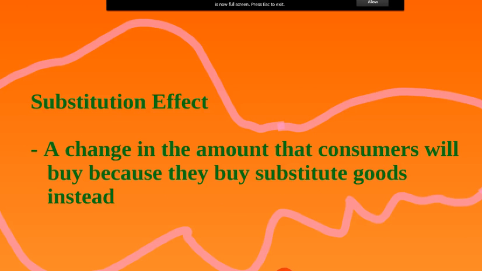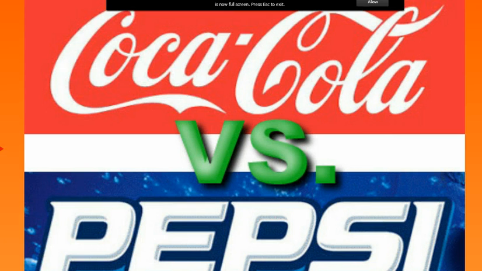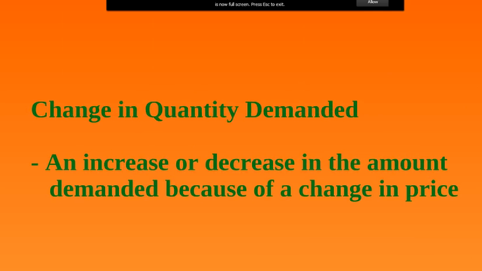And then we have the substitution effect, which is a change in the amount that consumers will buy because they buy substitute goods instead. A good example of this is Coke and Pepsi. They're functionally pretty much the same thing. And so when the price of one goes up, people will buy the other.